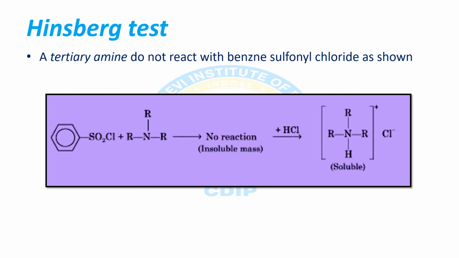When a tertiary amine is taken with benzene sulfonyl chloride, it does not react with the benzene sulfonyl chloride, and that's why different amines give different kinds of reactions with benzene sulfonyl chloride and thus can be identified.